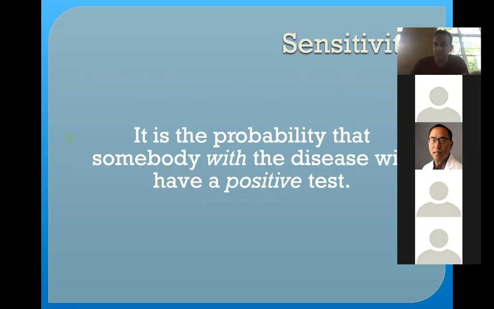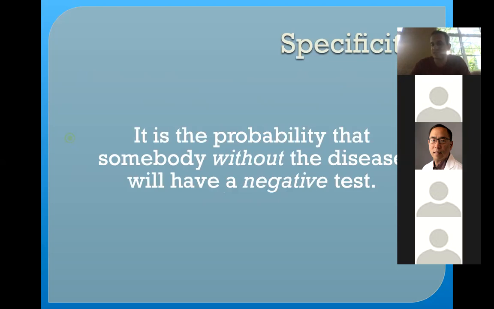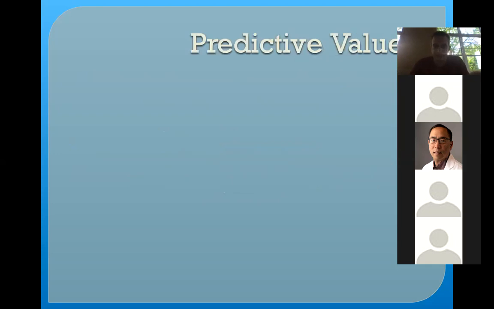I have the results of the test. I know if it's positive or negative. Now I want to know if the person has the disease or not, or what probability they have of having the disease. Specificity has the same problem. It's the probability that someone without the disease will have a negative test. Same problem. I don't know if they have the disease, and I already know what the results of the test are because I got the results back.